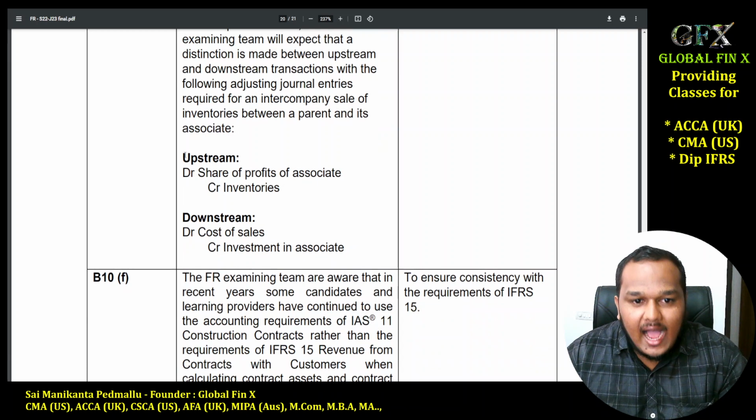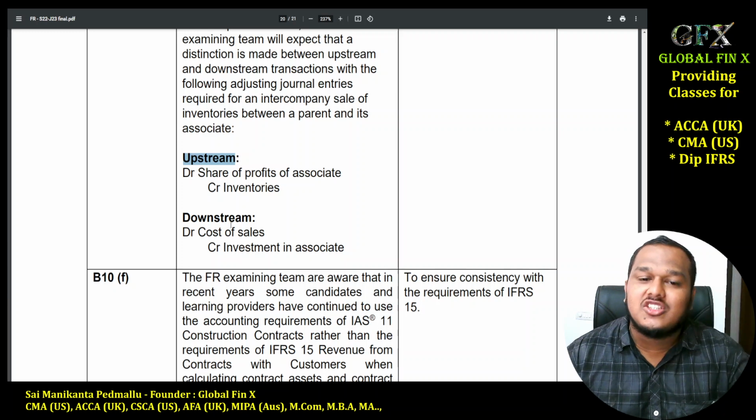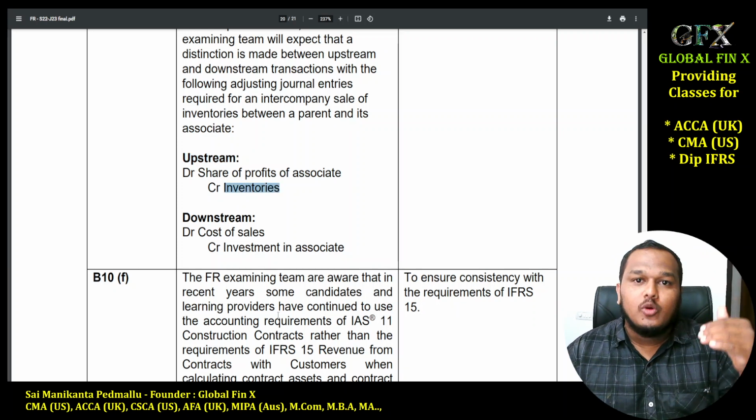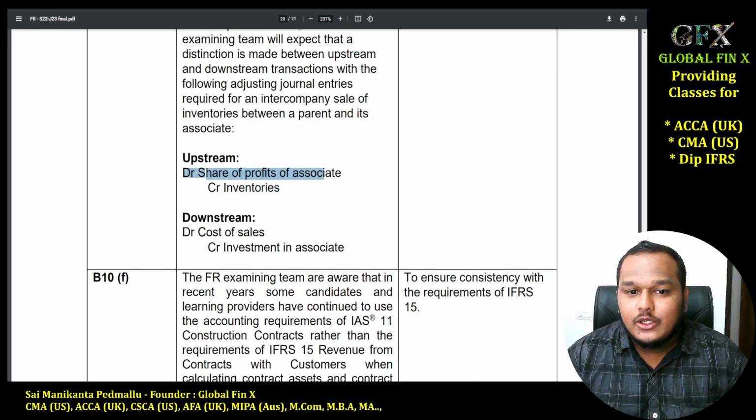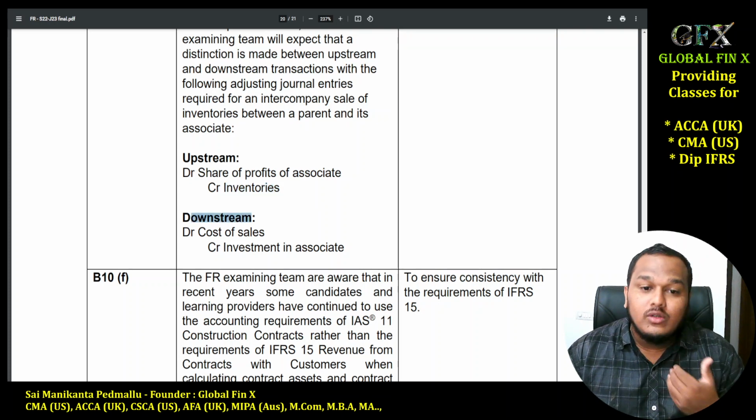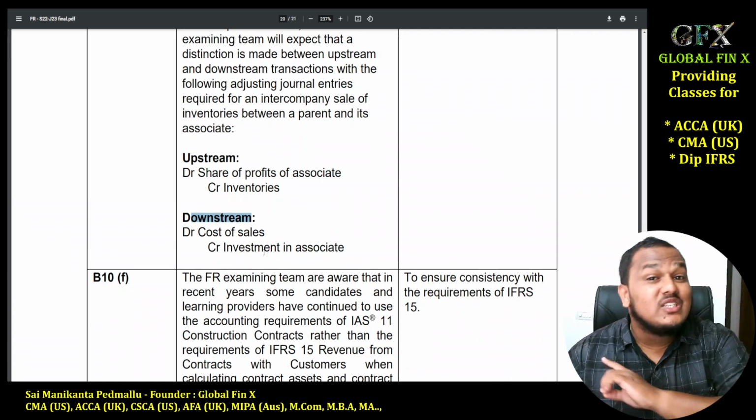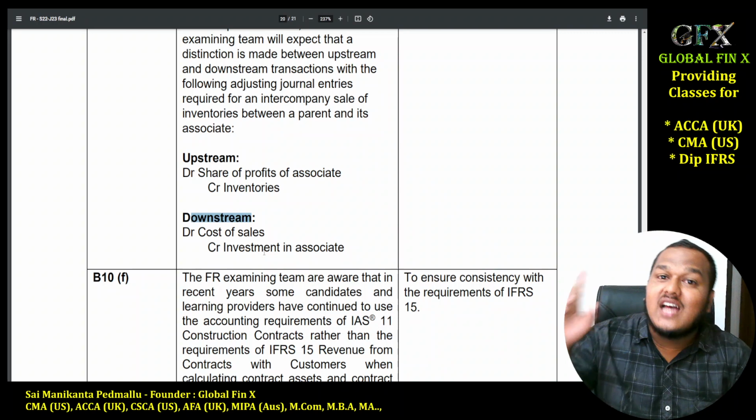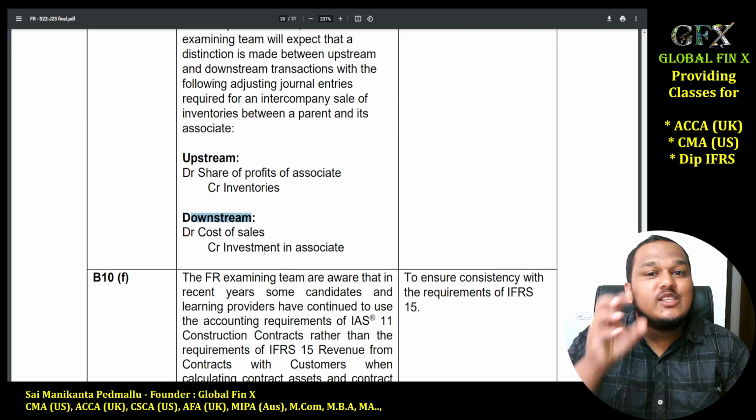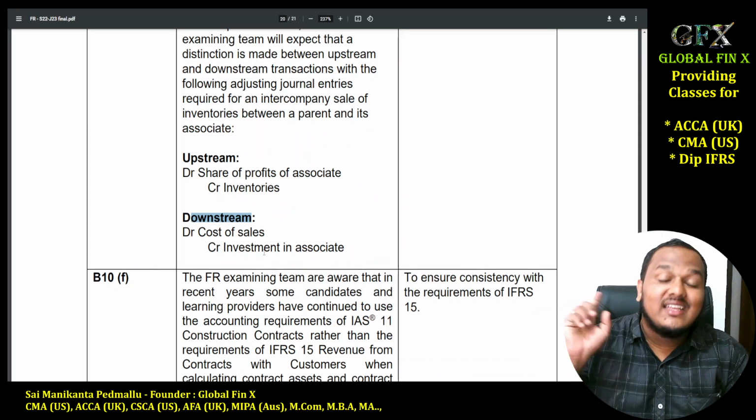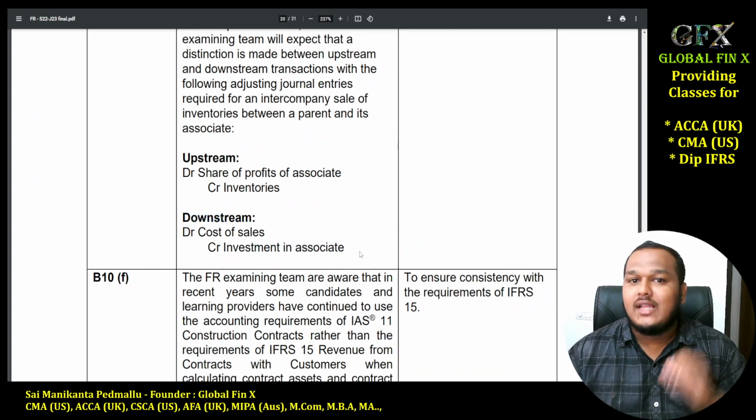But now if you see upstream transactions, if the associate is selling to the parent, the parent holds the inventories in its balance sheet. So inventories value will be deducted by the unrealized profit, PURP as you call it, and the share of profit in associate to inventories will be recorded. But if it is a downstream transaction, if the parent is selling to the associate, in that case inventory is not in the group. Inventory is with the associate. You are not consolidating the associate's inventory in the group inventories. So inventory should not be deducted, rather investment in associate should be deducted. So you can see investment in associate is deducted here. So that is a major difference.